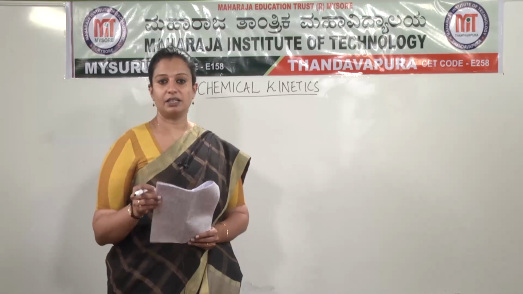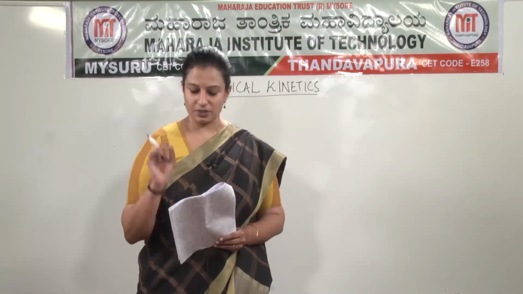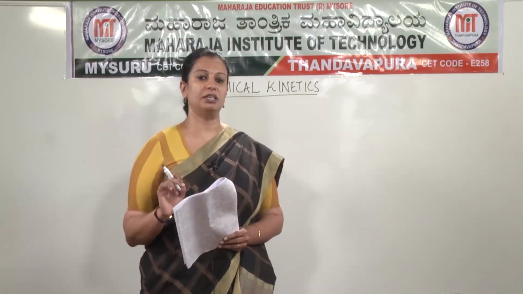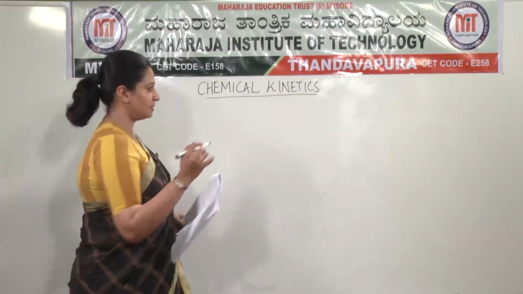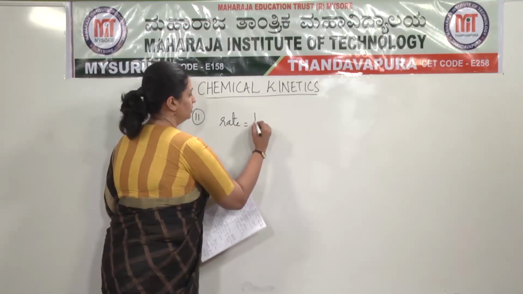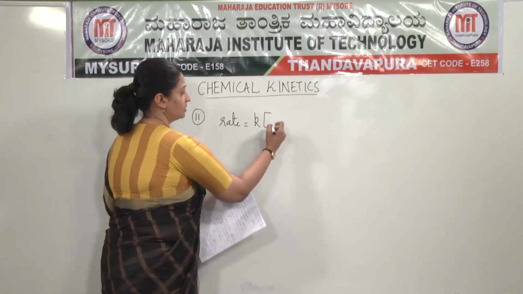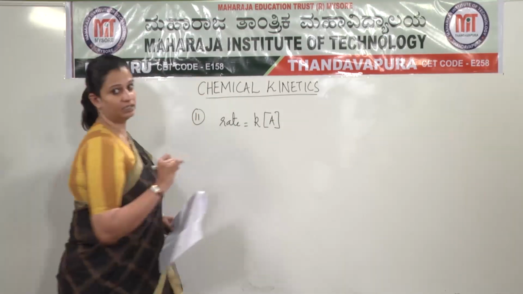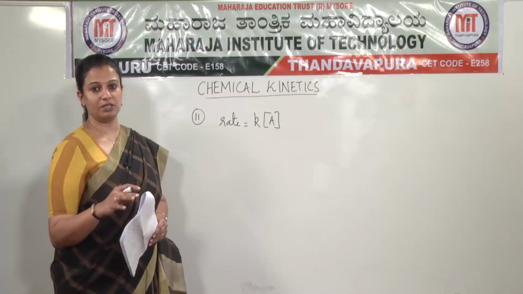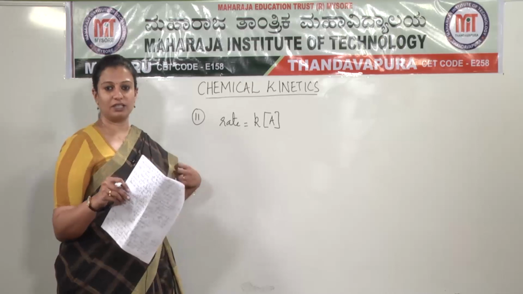So when B is taken in large excess, the change in its concentration will be almost constant. So as a result, we will not consider B in the rate law expression. So what will happen? This will be question number 11. The rate is equal to K into concentration of A, because B does not come into the rate law expression because it is in excess. So this is like a pseudo first order reaction again.